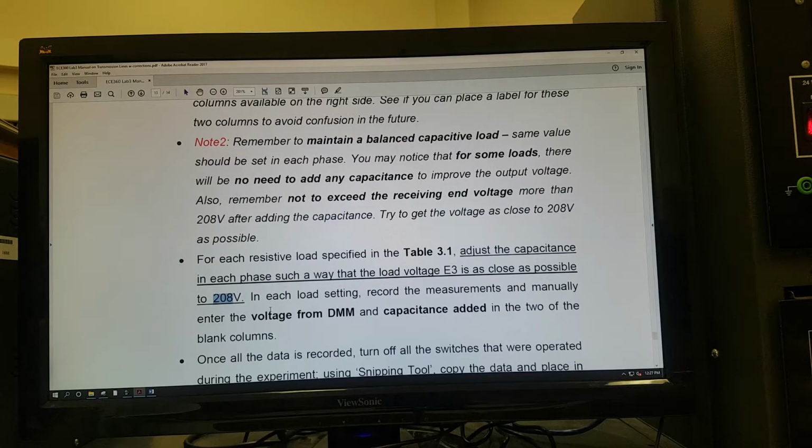This is a very interesting experiment, and in real-life power systems, to improve the voltage profile at the receiving voltage, they use the same method. This is a very important thing to note.